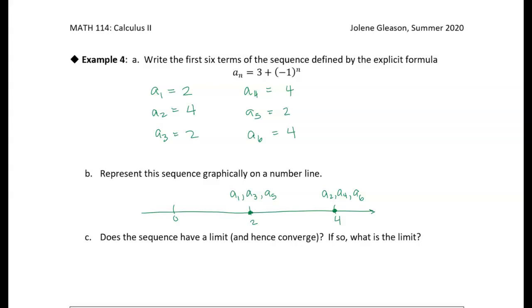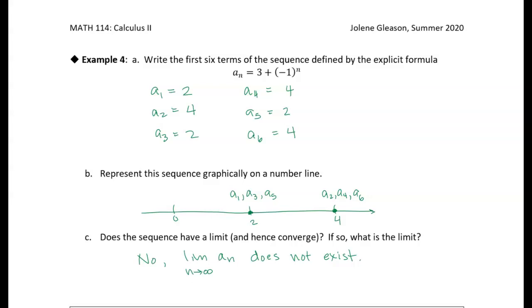Now, does this sequence have a limit? Does it converge? Well, no, because we're just going back and forth between 2 and 4, 2 and 4, 2 and 4. So what we say is that no, the limit as n goes to infinity of a sub n does not exist. The sequence does not converge because there's not a single value that it ends up at. It just is flipping back and forth forever between 2 and 4.